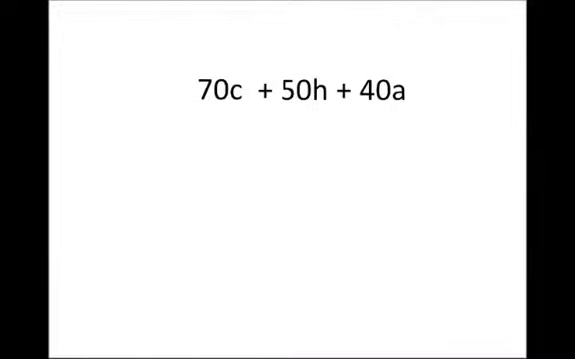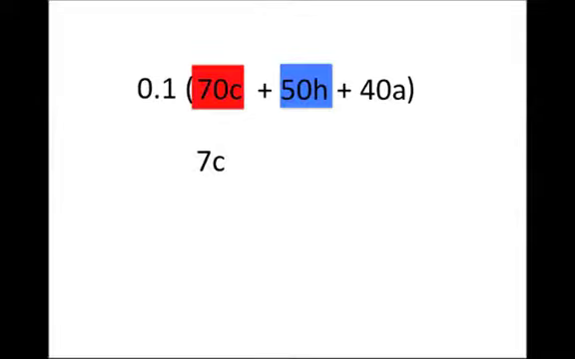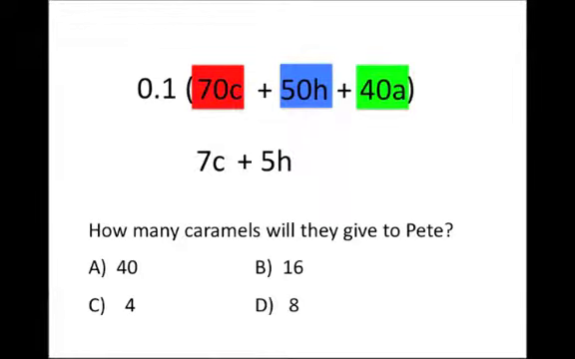Remember that Alice, Claire, and Emma still have to decide how much candy to give Pete. He asked for 10% of their haul, so we need to figure out 10% of each type of candy. We'll multiply the 70 chocolates by 0.1, yielding 7. We'll multiply the 50 hard candies by 0.1, giving us 5 hard candies. How many caramels will they give to Pete? They will give 40 times 0.1, or 4 caramels to Pete.